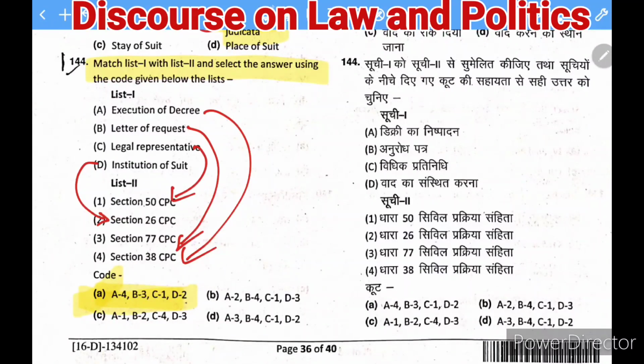Because if you make a code here, you find that executive of decree is coming in the 4, letter of request is coming in section 77, so it is 3, and the legal representative is in section 50, so it would be 1, and the institution of suit would be in section 26, so it would be 2. So this is the right answer. A is the right answer for question number 144.